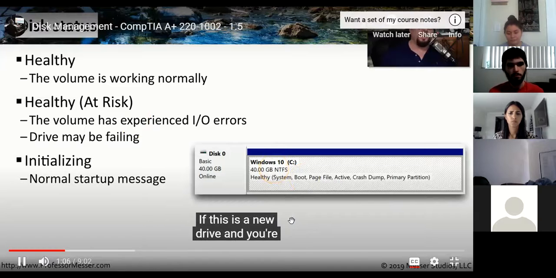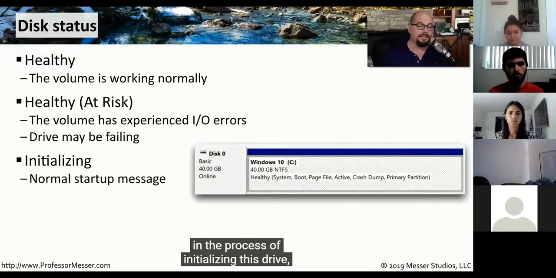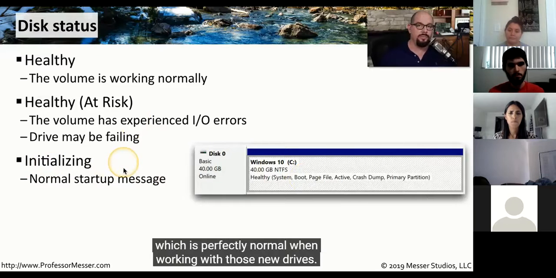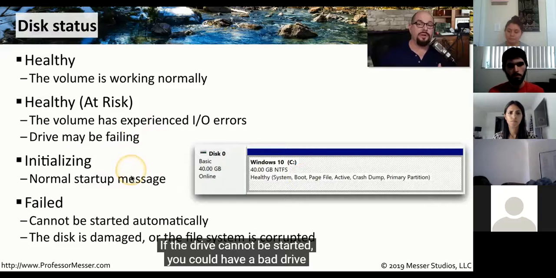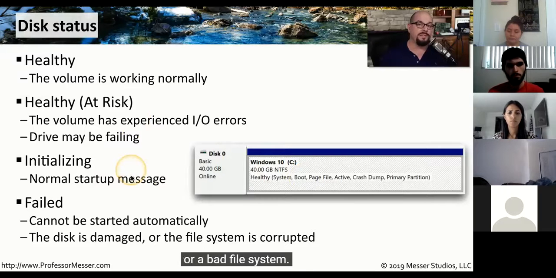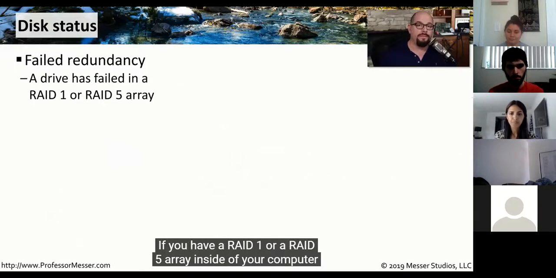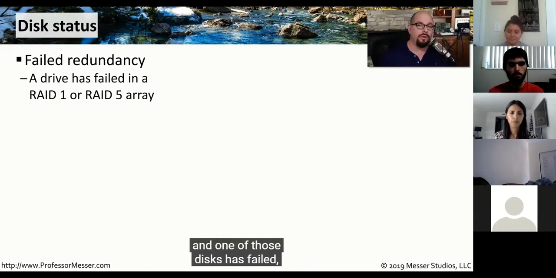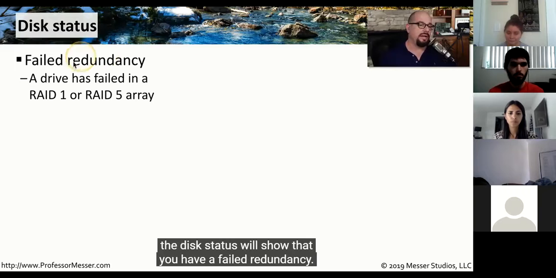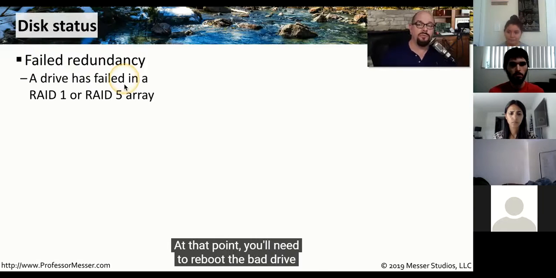If this is a new drive and you're in the process of initializing this drive, you'll see the disk status message initializing, which is perfectly normal when working with those new drives. If the drive cannot be started, you could have a bad drive or a bad file system. You'll see a disk status that says failed. If you have a RAID 1 or a RAID 5 array inside of your computer and one of those disks is failed, the disk status will show that you have a failed redundancy. At that point, you'll need to remove the bad drive and replace it with a known good drive.